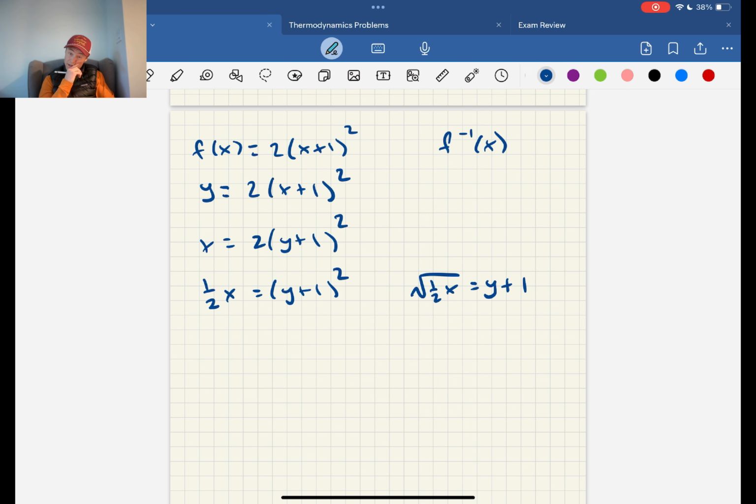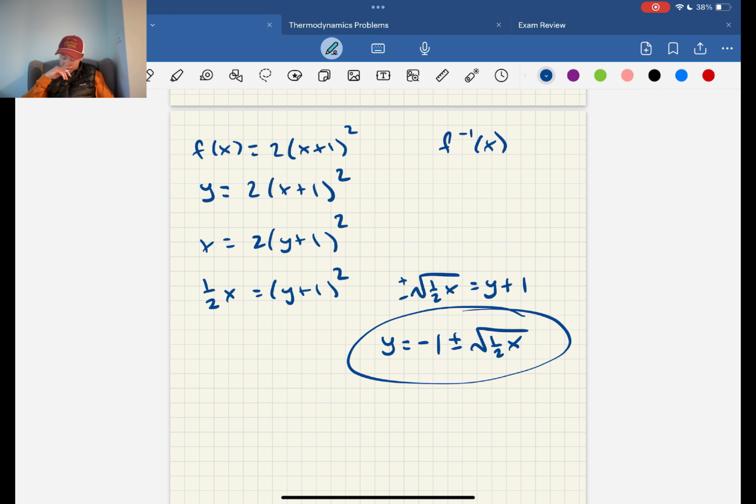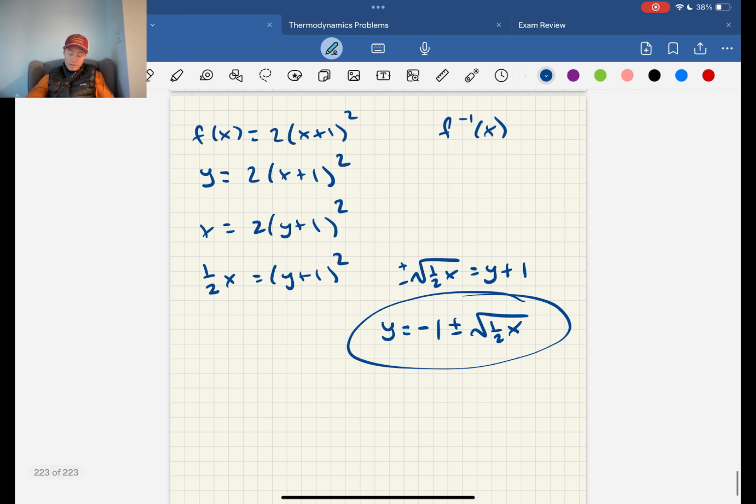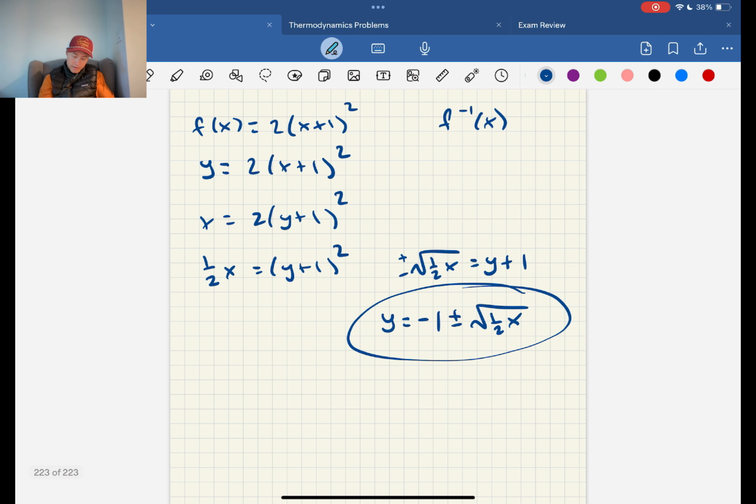Now, remember, when you take the square root of both sides and there's a variable on either of the sides, you have to do the positive or the negative answer. So this is really plus or minus square root 1/2 x. So y equals -1 plus or minus square root 1/2 x. Okay, that's the inverse of the function. You can write it as y, or you can write it as f inverse of x. It doesn't matter. Actually, I would write it as f inverse of x, just so there's no confusion.